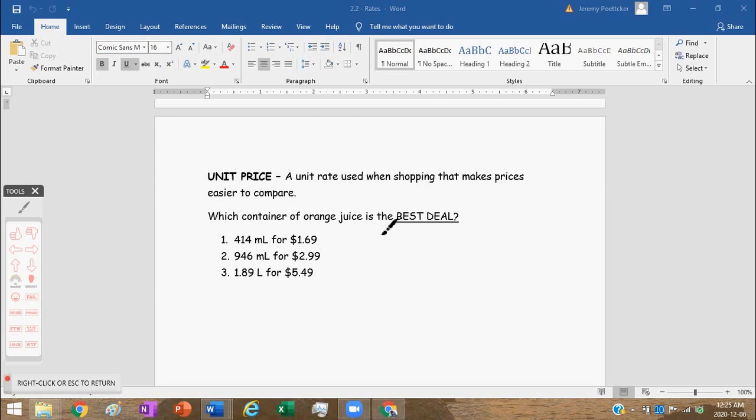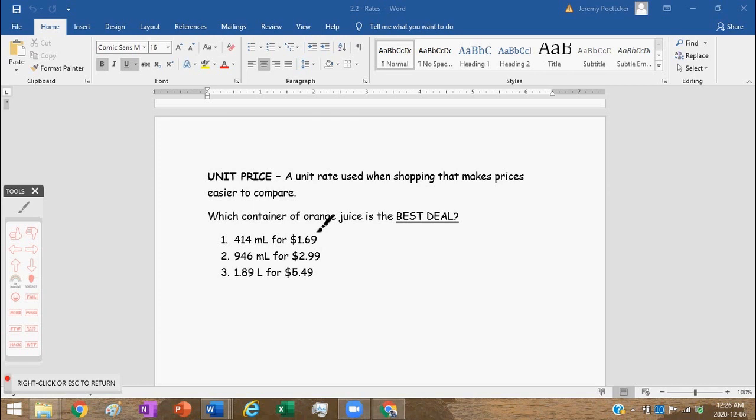If all you need is 412 milliliters of orange juice, and you're never going to drink the rest of it, well, then obviously the first one is the best deal because you're paying the least amount of money for what you need. But assuming you're actually going to drink all of this orange juice, something else might be a better deal where we might get more orange juice for the same amount of money.